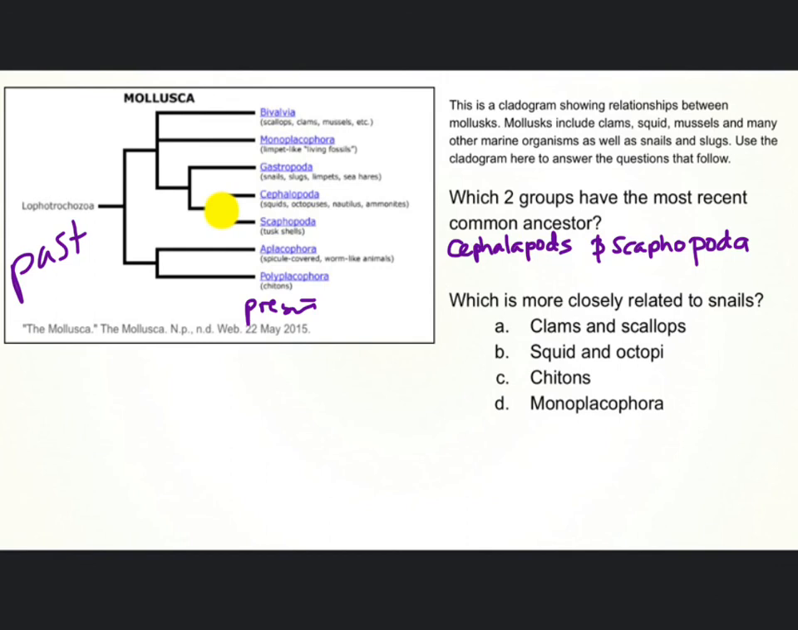Okay. Which is more closely related to snails? So to do that, we got to find snails. Oh, there they are. Snails, gastropods. That literally means stomach foot because of the way they're arranged. They have a muscular foot and their stomach sits on top of it. Okay, so which is more closely related to them? Clams and scallops? Well, where's that? Here's clams and scallops. So where's their last common ancestor? I have to go all the way back to here.